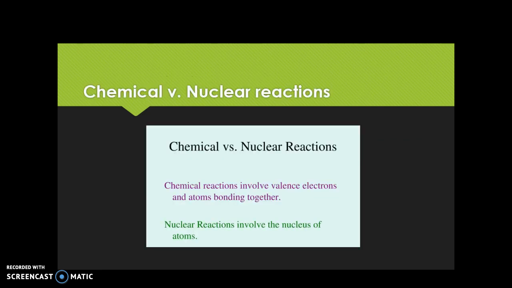Here's a little review on chemical versus nuclear reactions. Nuclear reactions would be involved in changing the elements. Elements can't be changed by chemical means.